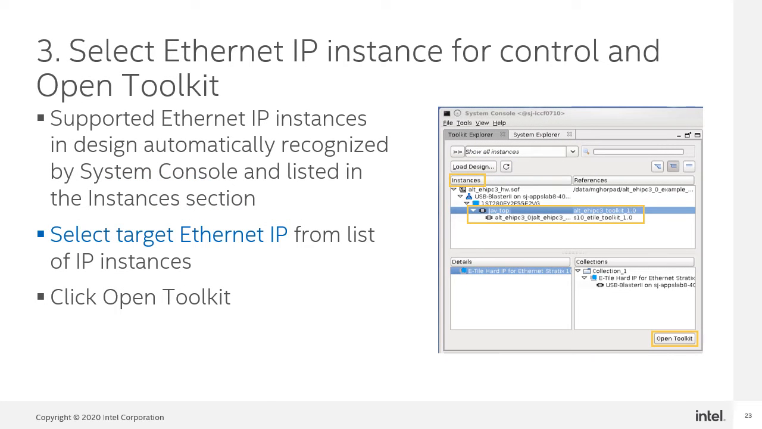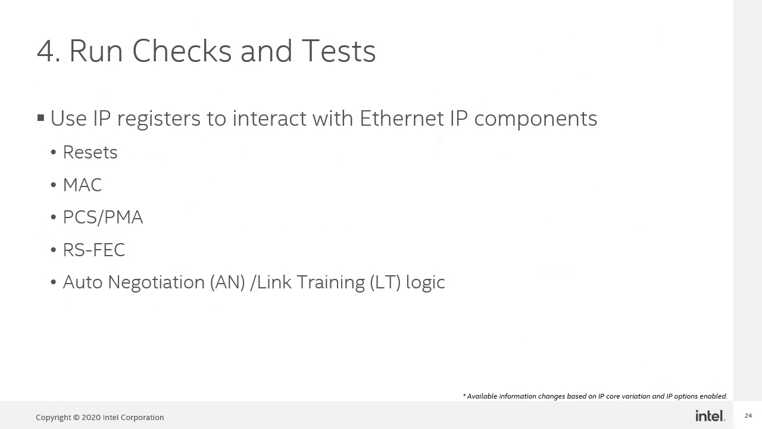For step 3, you want to select the IP to access and open the toolkit. Here, you should see all available Ethernet IP instances listed in the Instances column. Just highlight the Ethernet IP instance that you want to interact with and click on the Open Toolkit button. The software automatically recognizes the IP core type and opens the appropriate toolkit. For the final step 4, now you have the toolkit open, you can start using it to debug and analyze your link. With it, you can access registers from almost all parts of the IP core.